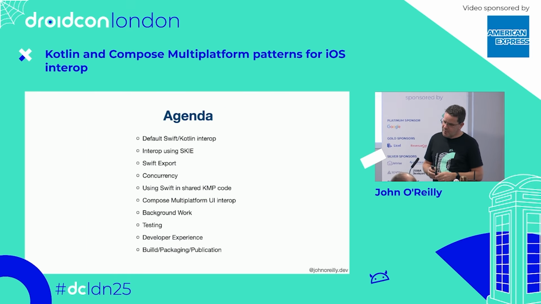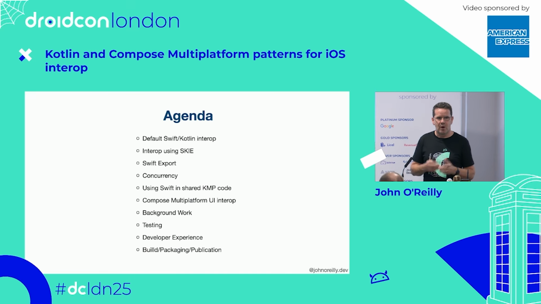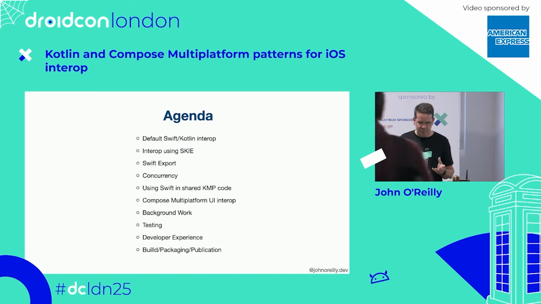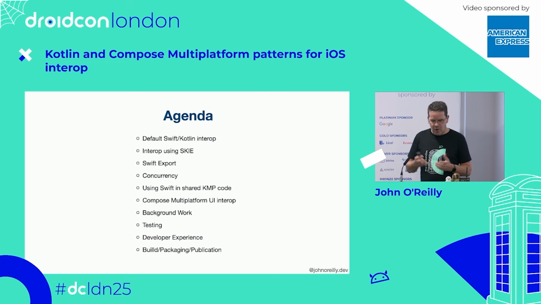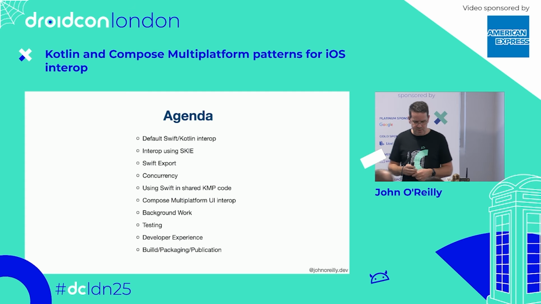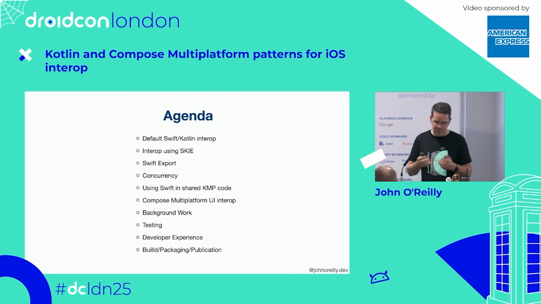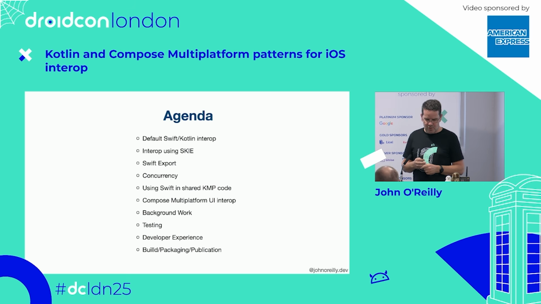So we're going to talk today about various patterns and capabilities that we can apply when using Kotlin and Compose Multiplatform on iOS. We start by giving a basic introduction to the ecosystem and talk about the default Swift Kotlin interop we get out of the box. This has a number of limitations, and we'll then cover the capabilities that the Skie framework provides to address those, and talk about also some of the other interop options available to us there. We'll also talk about the emerging Swift export functionality that JetBrains is developing to improve that interop.